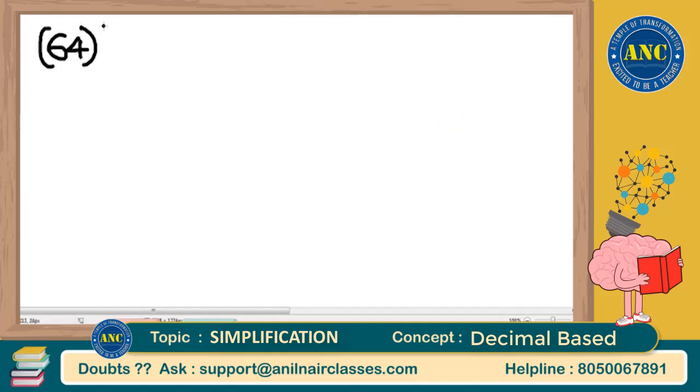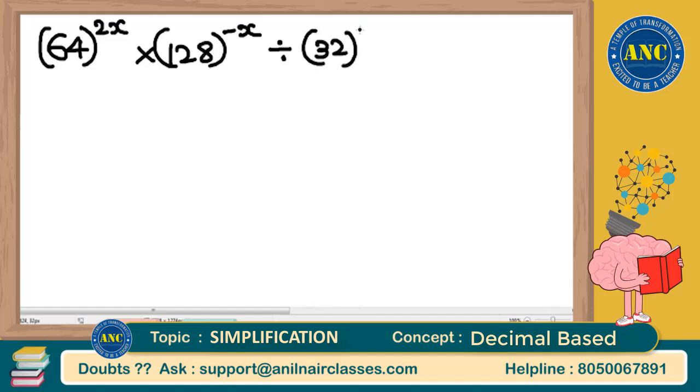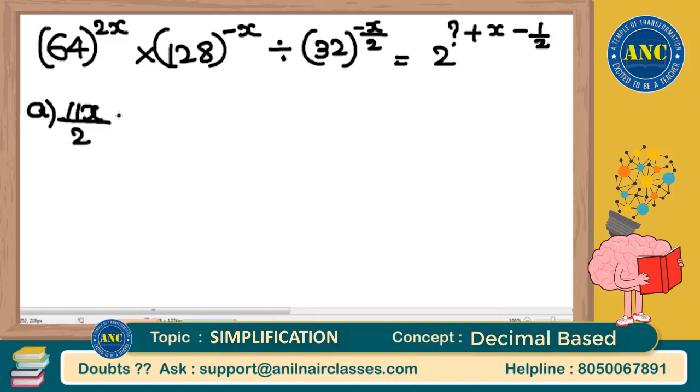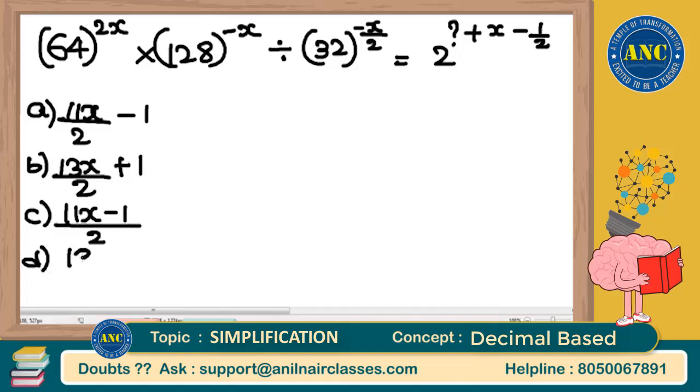64 to the power of 2x into 128 to the power of minus x divided by 32 to the power of minus x by 2 is equal to 2 to the power of question mark plus x minus 1 by 2. Your answer options are 11x by 2 minus 1, 13x by 2 plus 1, 11x minus 1 by 2, 13x plus 1 by 2. Fifth option is none of these.